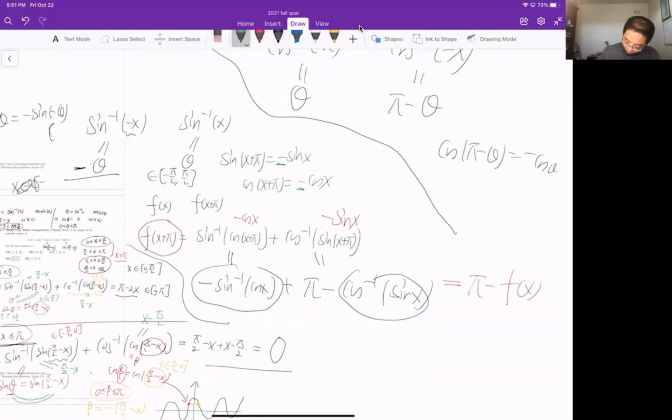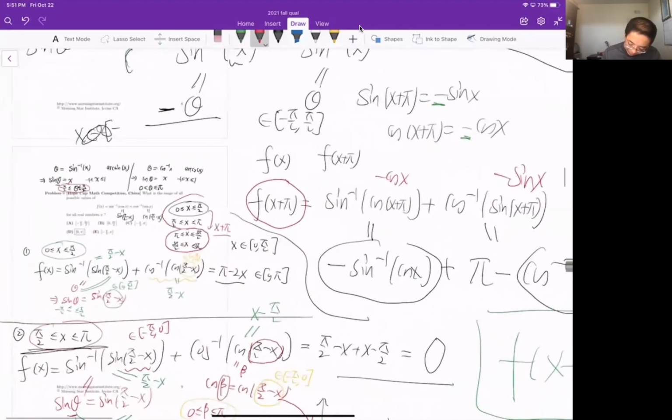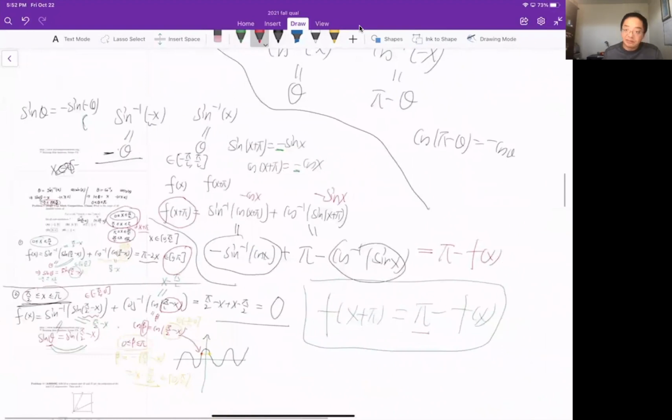So this is what we derived: f(x + pi) equals pi - f(x). Therefore, for the previous two intervals, the range is between 0 and pi, and if you take pi minus something from 0 to pi, it's still 0 to pi. So the final answer is from 0 to pi.